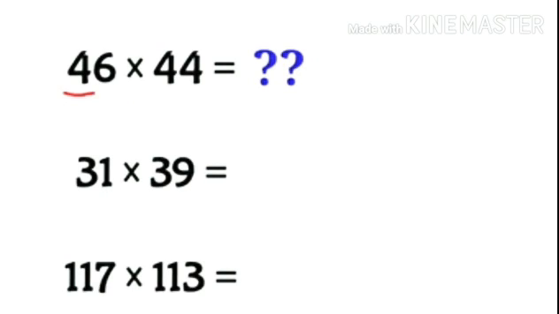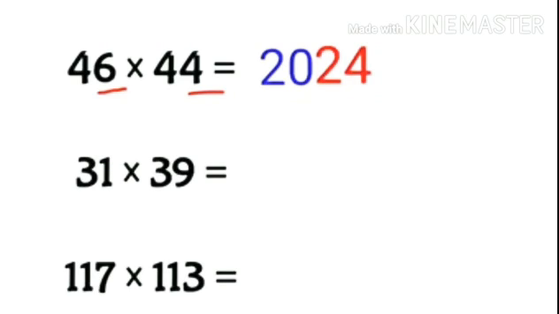After 4, the next number in the counting is 5. So 5 times 4, or 4 times 5 is 20. And for the last two digits, just find the product of the unit digits. So 6 times 4 is 24. So the answer is 2024.